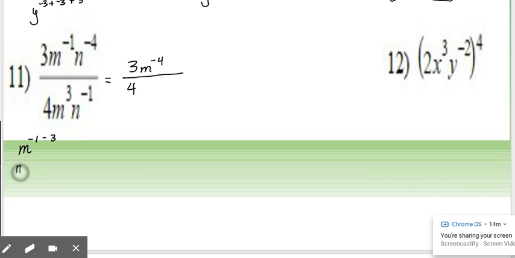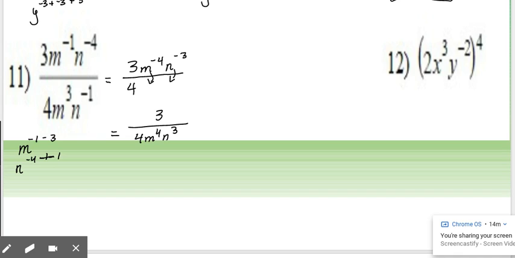The n's are divided. I have to be careful I do the right subtraction problem. This is negative 4 minus negative 1. And since it's minus a negative, that turns into plus. And that's going to be negative 3. Well, m and n both have negative exponents. They need to be moved. So the only thing left on top is the 3. On the bottom, I have 4, m to the fourth, n to the third.